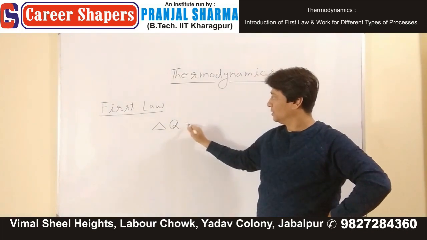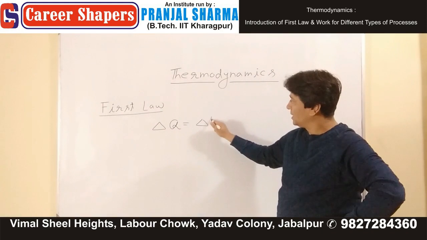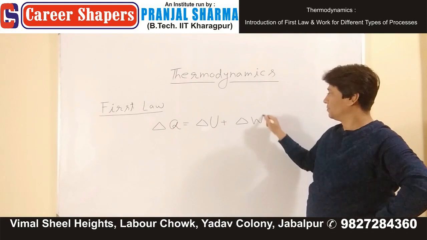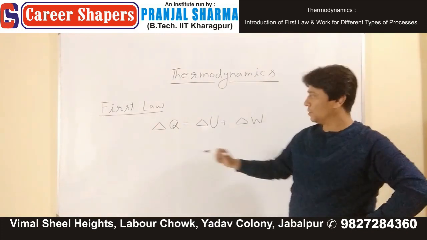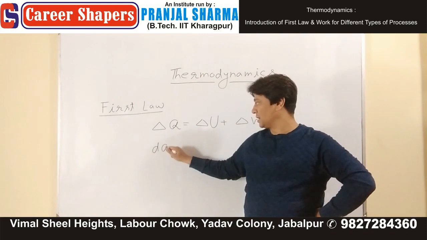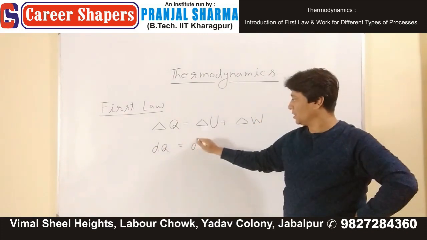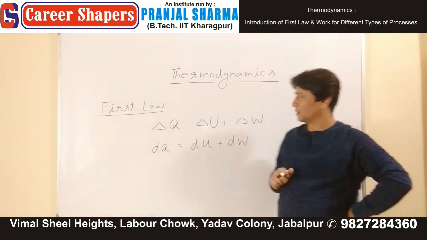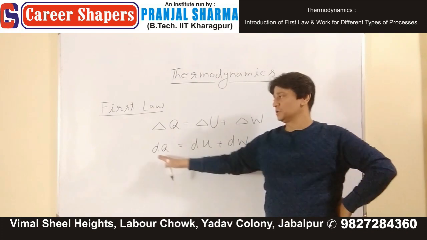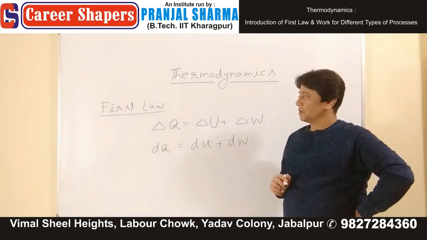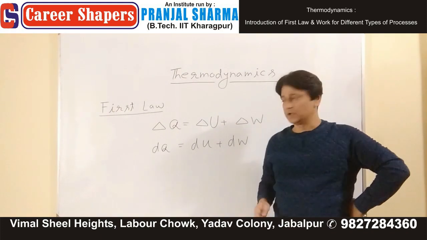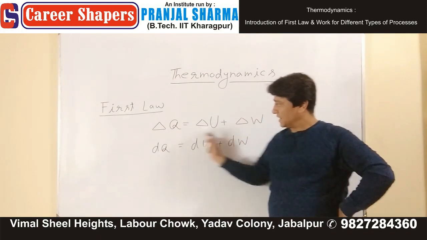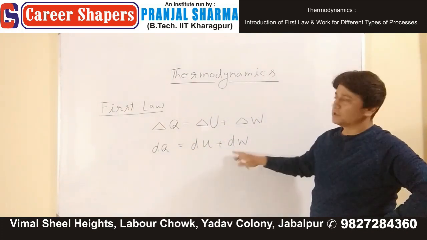Delta Q, delta U, delta W. Or we prefer dq, du, dw. This is the first law. What is this? Let's write down first what these terms are, and then I'll explain what an easy equation this thing is.